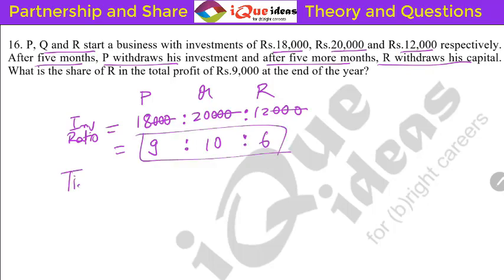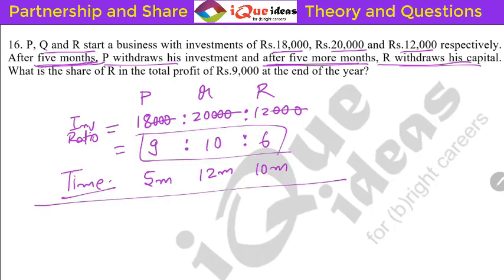What about the time ratio? Let's see. P withdraws the investment after 5 months. That means P was there for 5 months. For Q nothing is mentioned, so Q was there for the entire duration, that is 12 months. And R withdraws the capital after 5 more months. So the initial 5 months, then 5 more months. That means R was there in the business for 10 months. So the times are 5 months for P, 12 months for Q and 10 months for R.